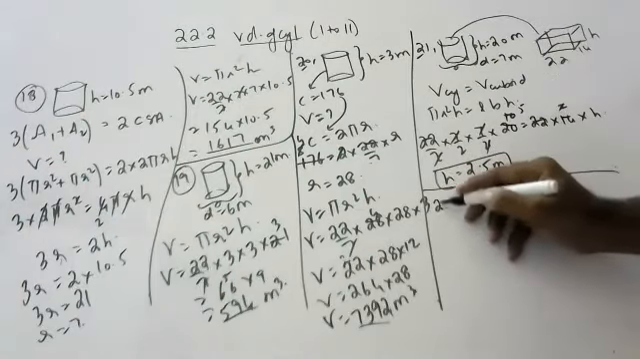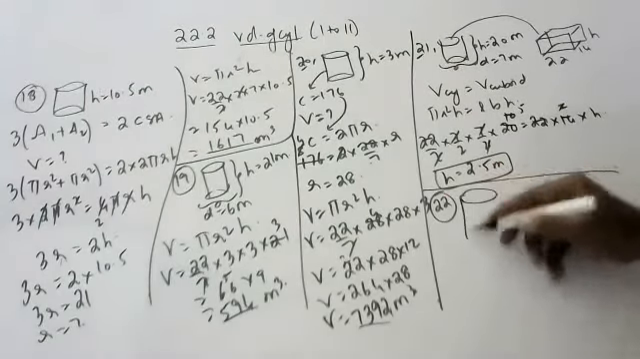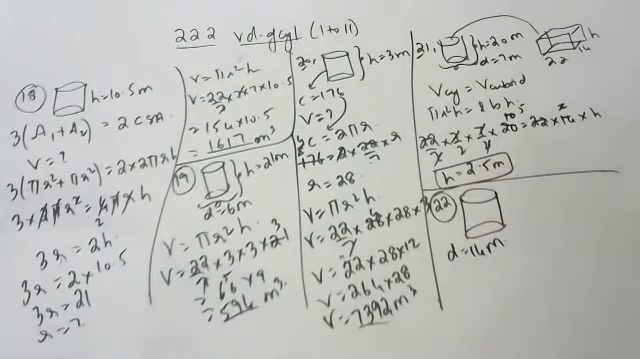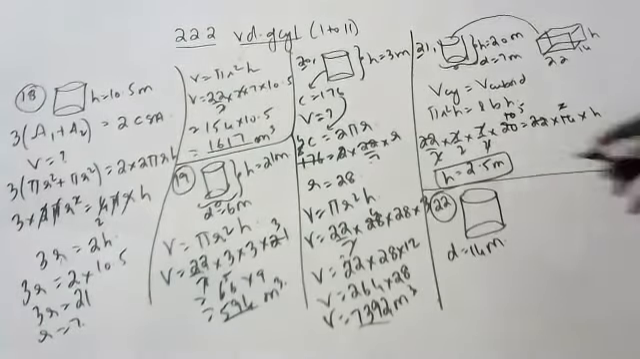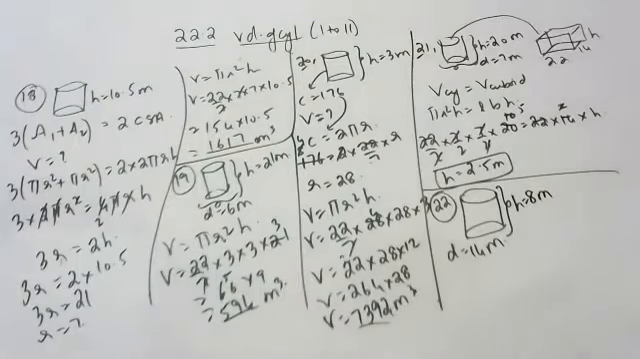Okay, thank you. Rishikesh, 22. A well 14 meters in diameter. If a well is there, the diameter is 14 meters. It's dug 8 meters deep. The earth taken out is evenly spread all around to a width of 21 meters to form an embankment. Find the height of the embankment.